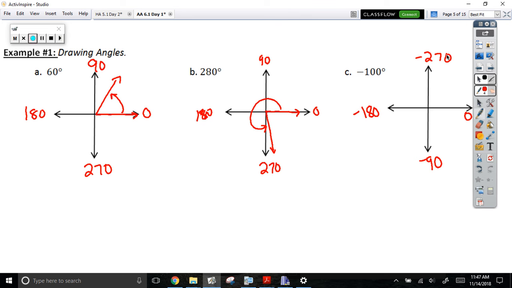So the initial side always starts exactly where the x-axis would lie, and then it'll be a little past negative 90 to get negative 100. And we'll draw our arrow going downwards towards the terminal side. See if you guys can try the next 3.